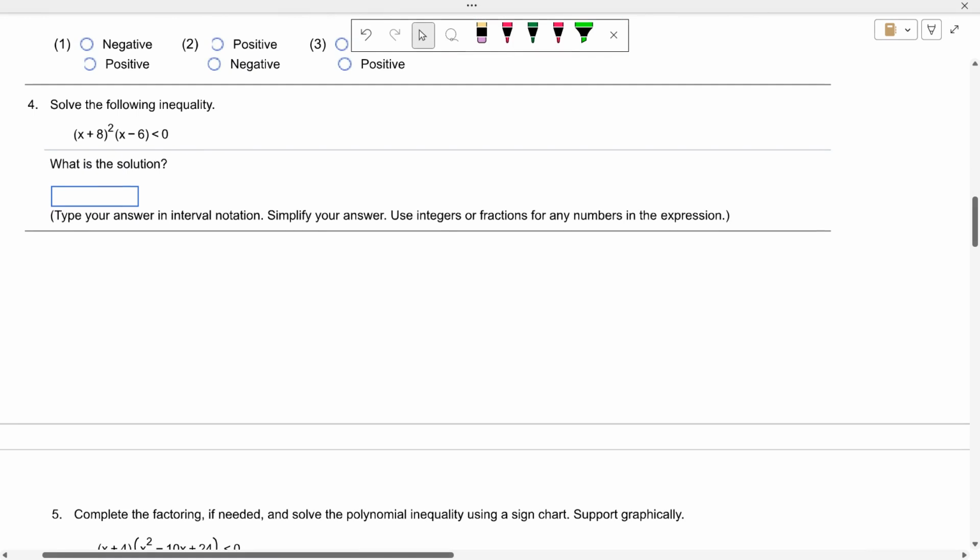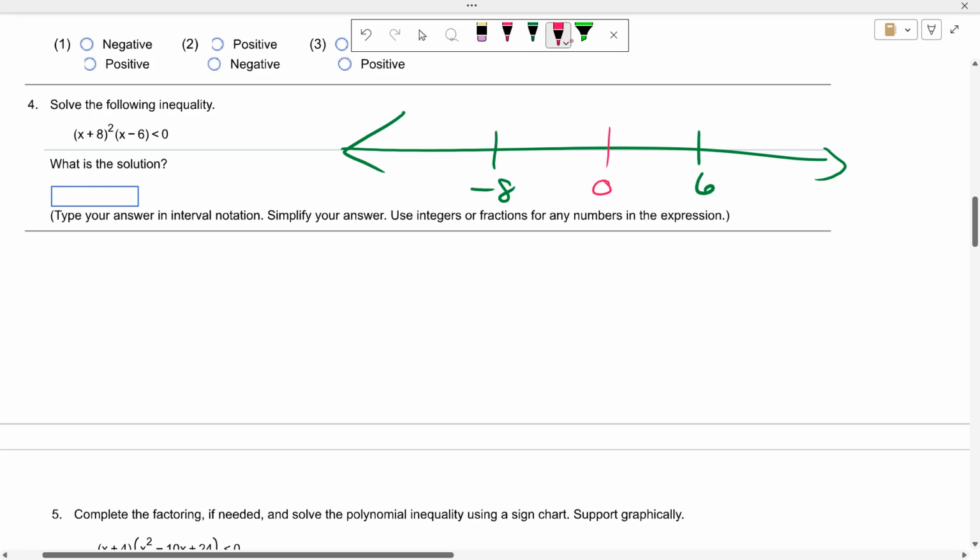Okay, this one's just like the last one, where our numbers are -8 and 6. So we guess 0. Put in a 0, it's 0 plus 8 squared, which is positive, times a negative is a negative. So it's going to be negative here at 0.